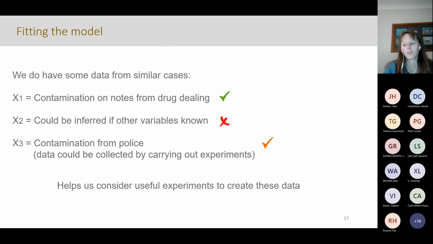Can we actually fit this model? Well, we know that some data are available that we would need. We would need data for the 3 different possible sources of contamination in the notes that gives rise to Y. We know that contamination on notes from drug dealing, some of those data are available from previous drug trafficking trials. However, we don't know anything about contamination of drugs on banknotes of people who use drugs.